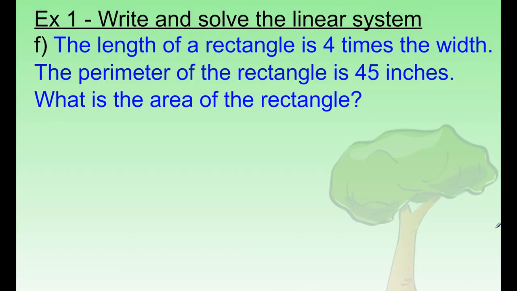Letter F, last problem. It says, the length of a rectangle is 4 times the width. The perimeter of the rectangle is 45 inches. What is the area of the rectangle? Go ahead and try this problem on your own. When you're ready to continue, hit play. We'll go through it together.